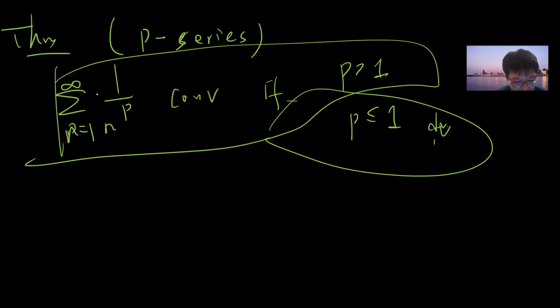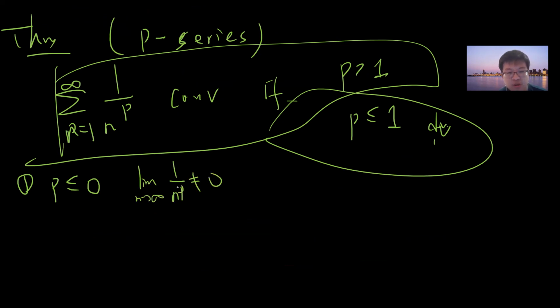How to prove it? Let's see. The easy case is when p is less than or equal to 0: as n goes to infinity, 1 over n^p will not go to 0 if p is negative or 0. So in this case, divergence is trivial.